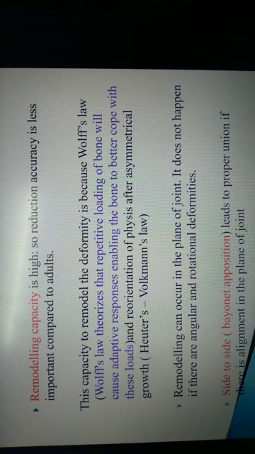So this capacity to remodel the deformity is based on Wolff's law. Wolff's law is nothing but that repetitive loading of the bone causes an adaptive response enabling the bone to better cope with these loads. And this orientation of planes after asymmetrical growth is called the Hueter-Volkmann law. Remodeling can occur in the plane of the joint. It does not happen if there is angular and rotational deformity. Side-to-side apposition leads to proper union if there is alignment in the plane of the joint. It is called bayonet apposition.